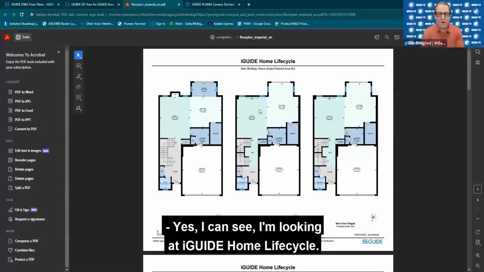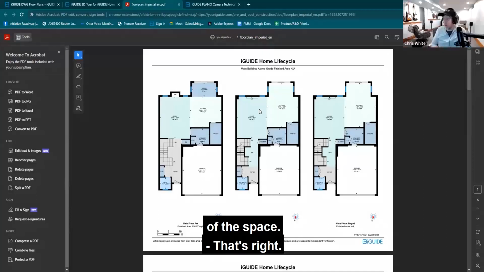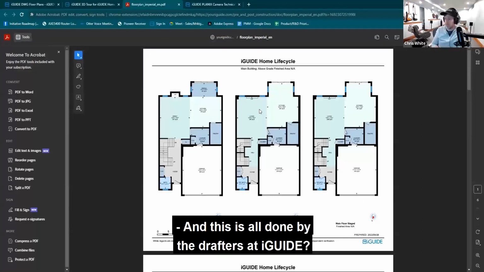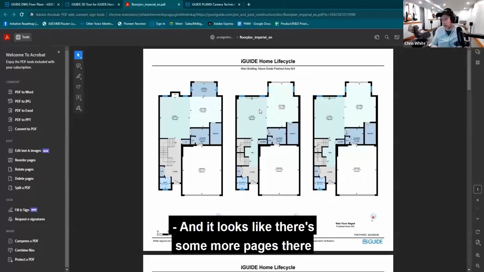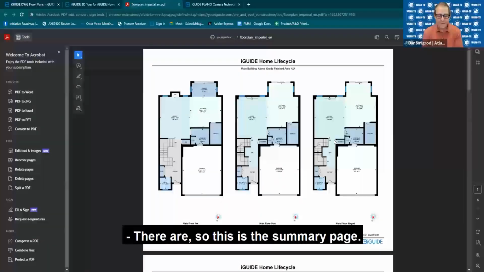Looking at iGUIDE Home Life Cycle, we're now looking at a PDF of the floor plans of the space. That's right. And this is all done by the drafters at iGUIDE. That's correct. You got it. It looks like there are some more pages there that I can't see, though. There are. So this is the summary page.